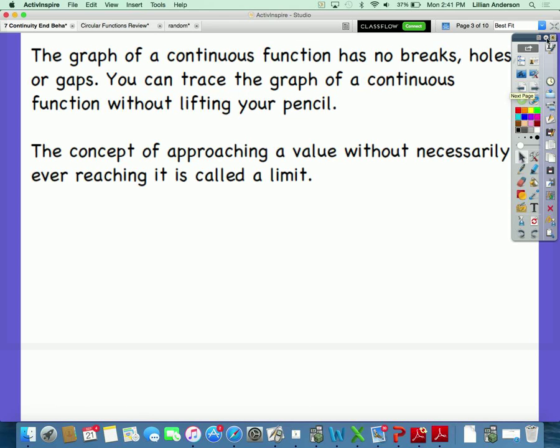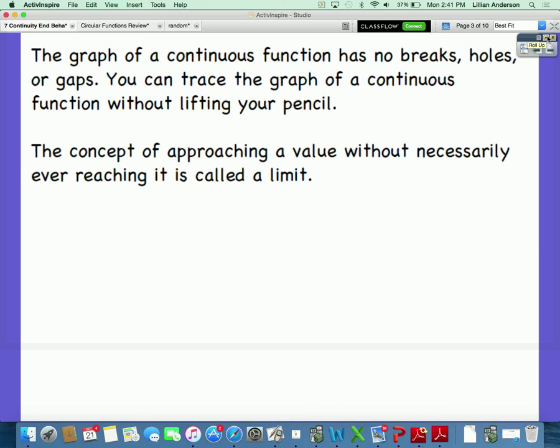So, graphs. A graph of a continuous function has no breaks, no holes, or gaps. You can trace the graph of a continuous function without lifting your pencil. That's how you know if it's continuous or not.